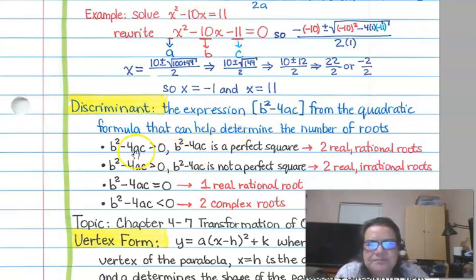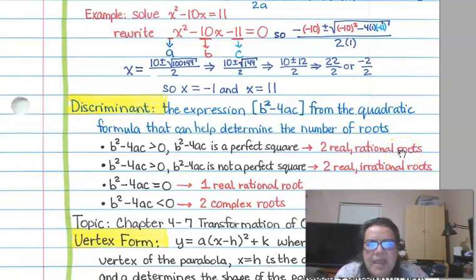So check it out. If this number in here, all right, so it turned out, in our case, to be 144. If b squared minus 4ac is greater than 0, so would you say that's the case? Yes, because 144 is greater than 0. Then b squared minus 4ac is a perfect square. Is it a perfect square? Yeah, because the square root of 144 is 12, right? So if it's a perfect square, guess what you're going to end up with? 2 real rational roots, okay? So you're actually going to have your guaranteed 2 roots, okay?